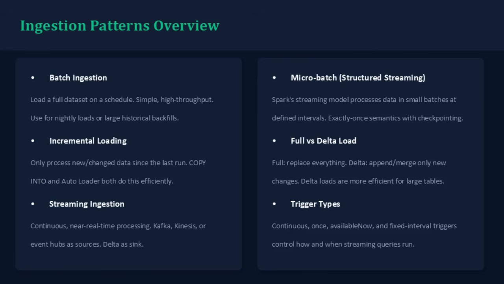Incremental loading is an efficiency upgrade. Instead of reprocessing everything, you track what's already been loaded and process only new data. COPY INTO and Auto Loader can both do this. This is the dominant pattern for production data engineering. It's faster, cheaper, and more scalable than full reloads.